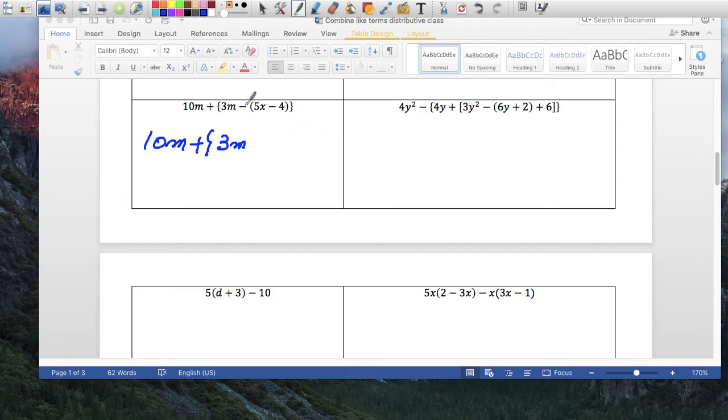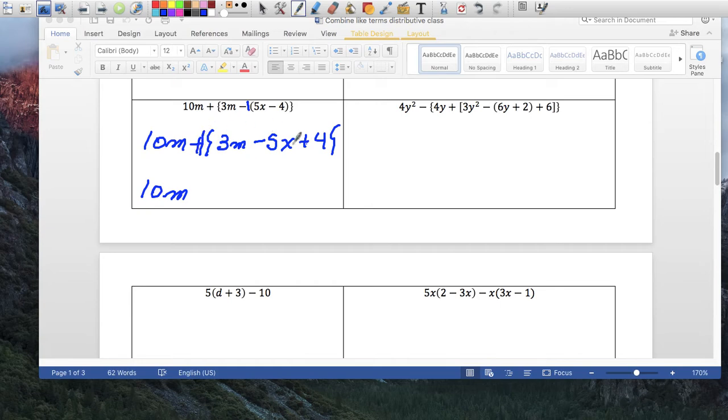So the minus, put 1 there. Minus 1 times 5x is minus 5x. Minus 1 times minus 4 is plus 4. We still have a bracket, right? So 10m. Now imagine there's a 1 here again in front of this bracket.